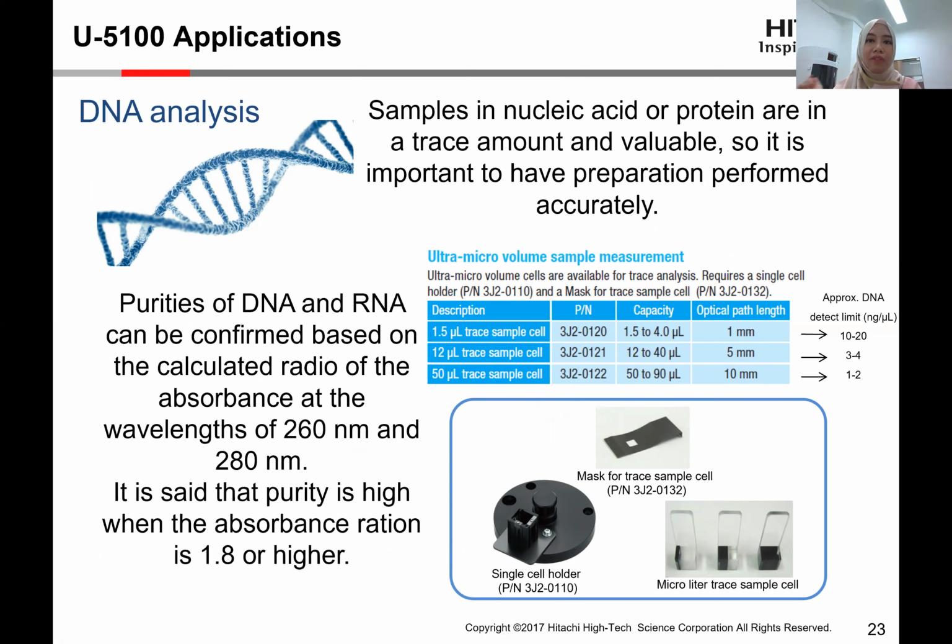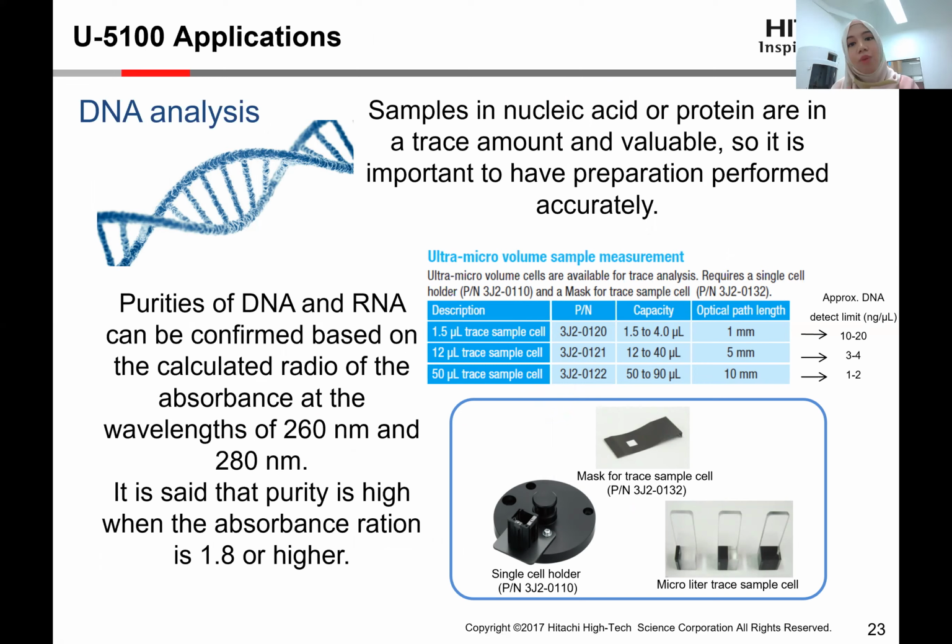So over here, we have a function, DNA, that you have seen in the video before. The wavelength is set to 260 nanometers and 280 nanometers. Whenever you have a purity of 1.8 or higher, you get a very pure DNA concentration.